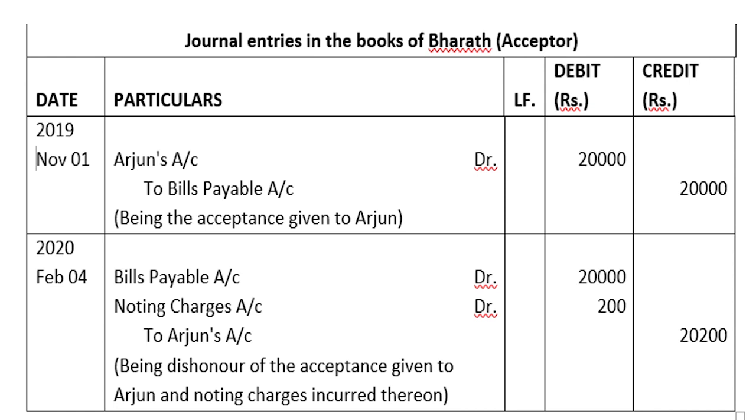Now the entry has to be cancelled by debiting the bills payable account. Noting charges is an expense incurred on dishonor which has to be borne by Bharat. So noting charges is an expense to be debited. Noting charges account debtor to Arjun's account. Finally, the amount is payable to Mr. Arjun, rupees 20,200. These are the journal entries to be provided in the books of the drawer, drawee, and the endorsee in case of bills of exchange.